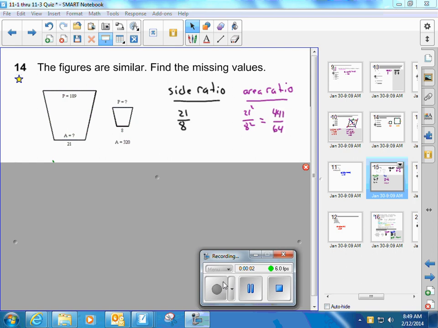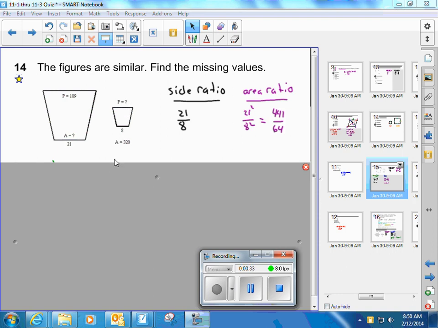I'd like to walk you through an example or two of finding unknown measurements for similar polygons. In this example on the screen, we have two what appear to be trapezoids. We're told they are similar, and we have one pair of corresponding side lengths. We have the perimeter of one, and we have the area of the other, and we're asked to find the missing values, the area of the larger trapezoid and the perimeter of the smaller trapezoid.